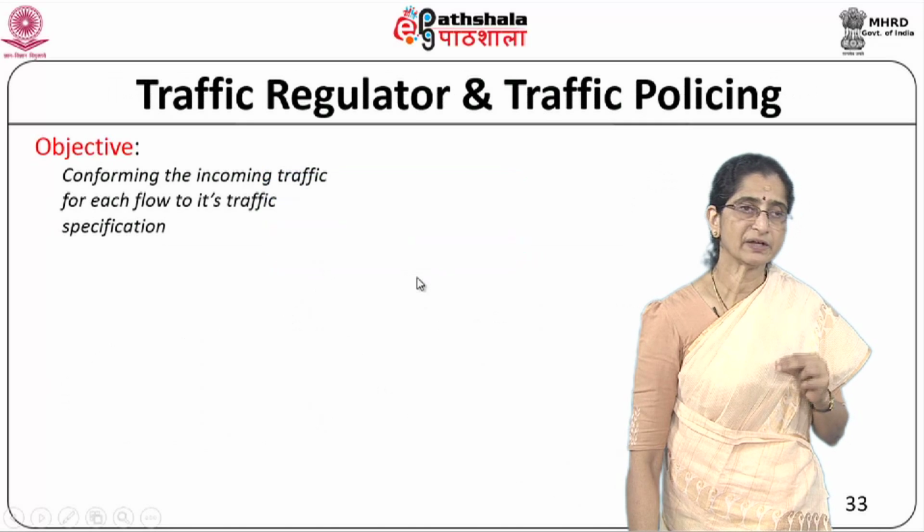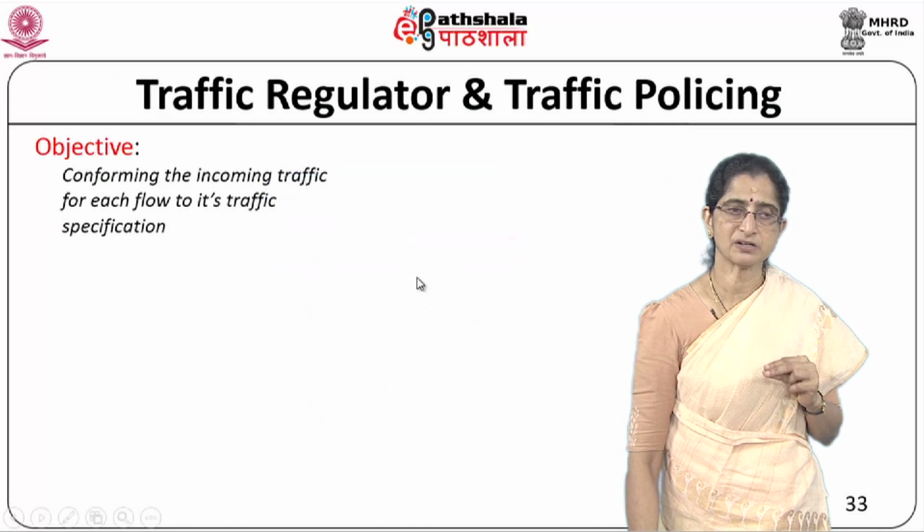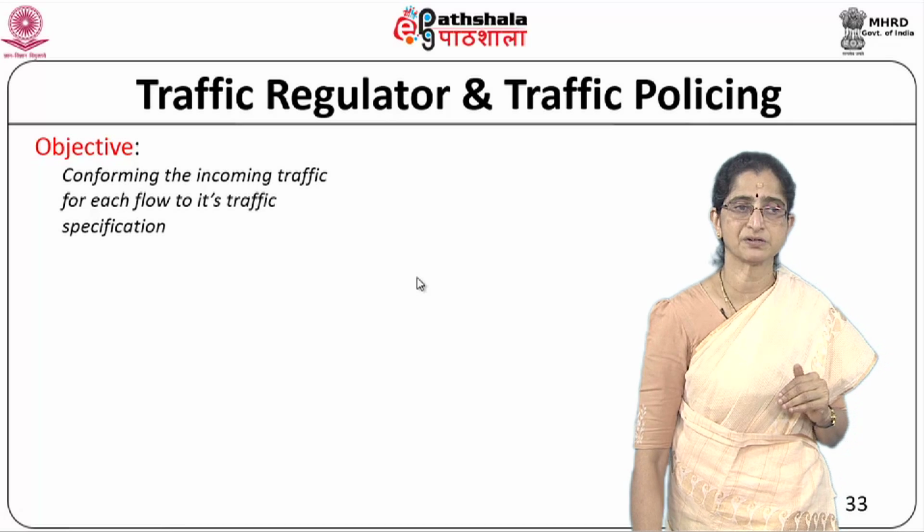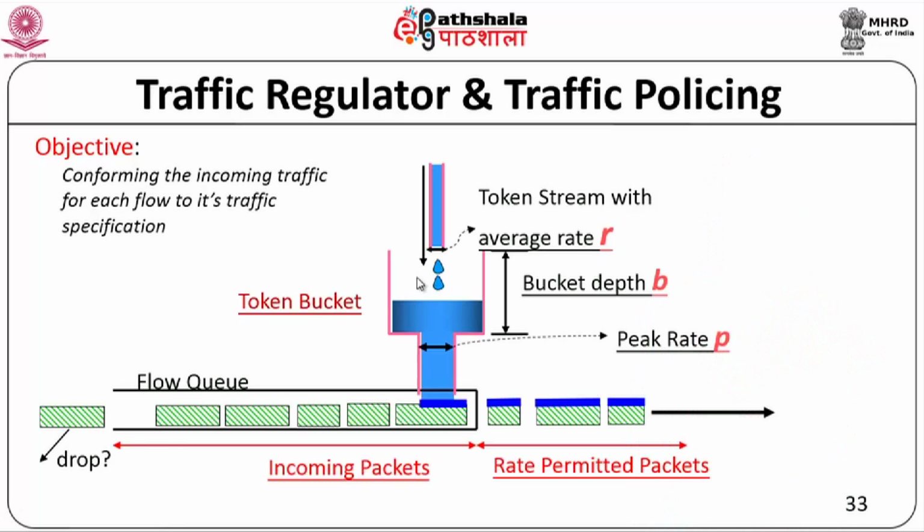Another very important aspect is traffic regulation and traffic policing. That is conforming the incoming traffic for each flow to its traffic specification. A very common technique that is used here is what is called the token bucket algorithm. You have something like a bucket with a depth of B, and you define an average rate of R. A token bucket typically generates tokens at the rate R and keeps accumulating them in the bucket.